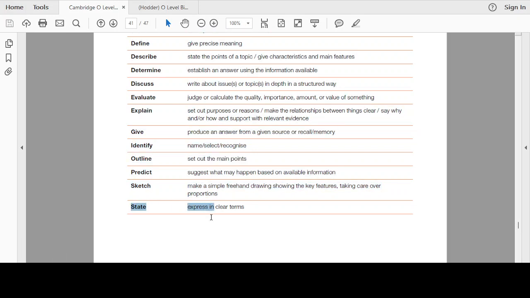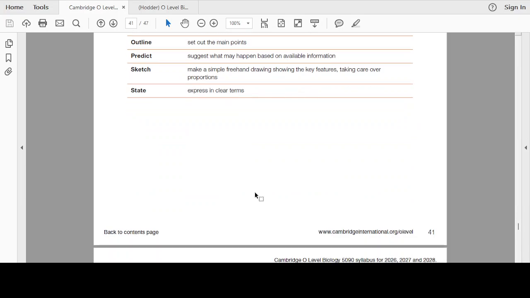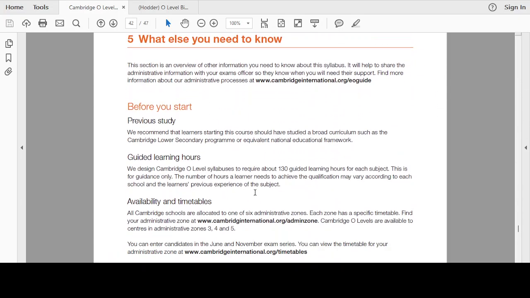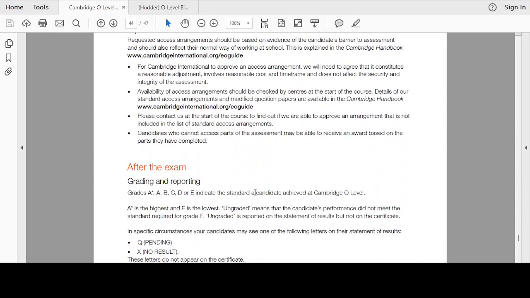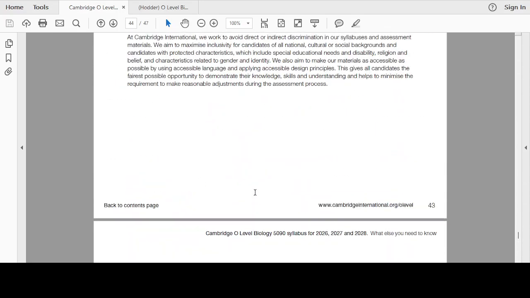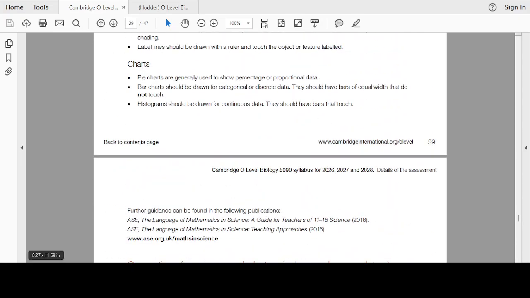State, express in clear terms. Okay, now we are done with the syllabus. Are there any questions regarding the syllabus itself? I know you probably have questions about some of these things and their applications. So for that, I am opening up the specimen paper for the current syllabus.